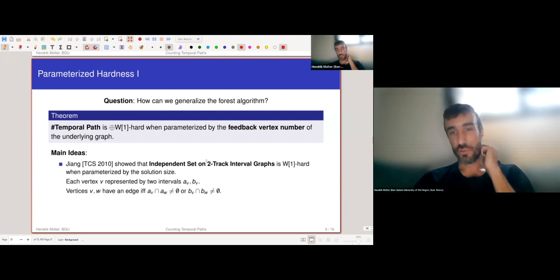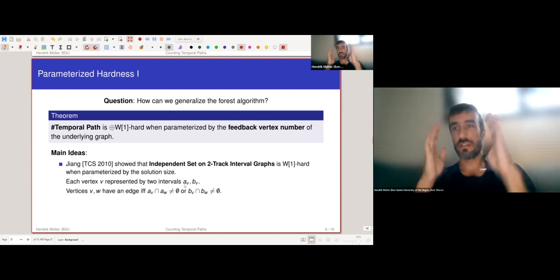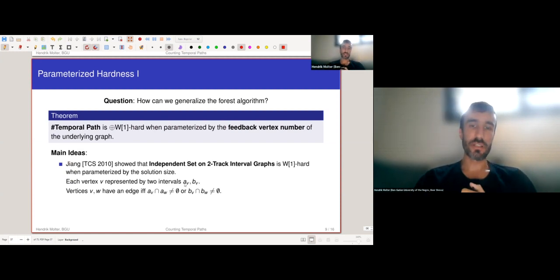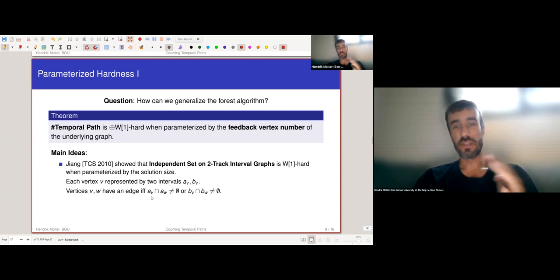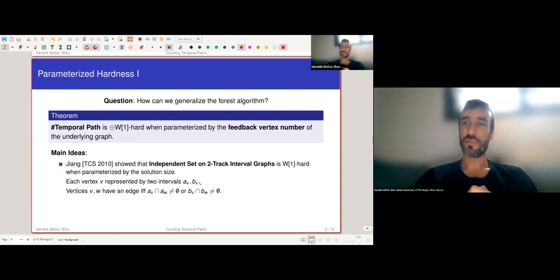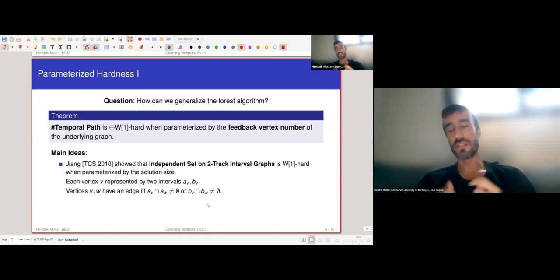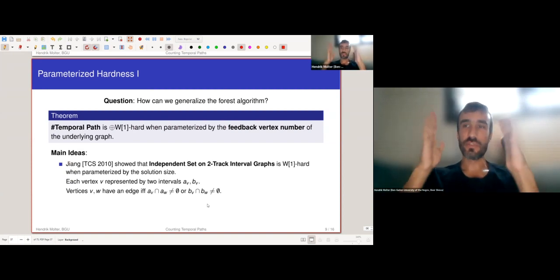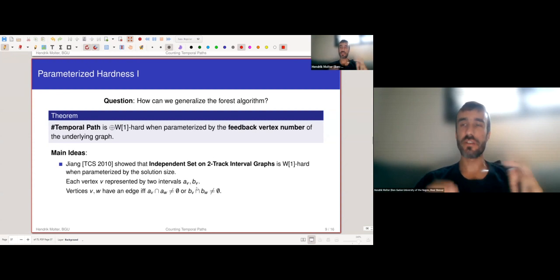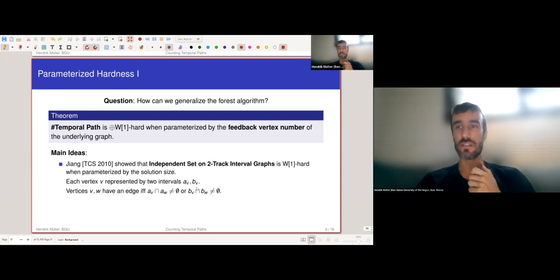And a two-track interval graph is a graph where every vertex is represented by two intervals that run on these two different tracks, an interval A_v and B_v, and two vertices are connected by an edge if either the A intervals intersect or the B intervals intersect, or both intersect. So on at least one of the tracks, the A track or the B track, the intervals have to intersect, and then there's going to be an edge between the two vertices.